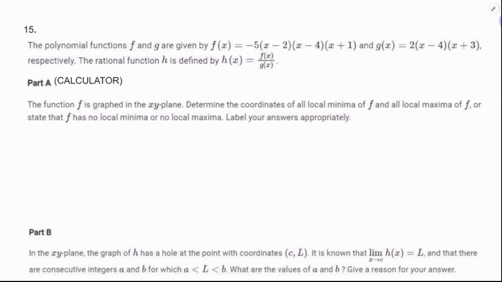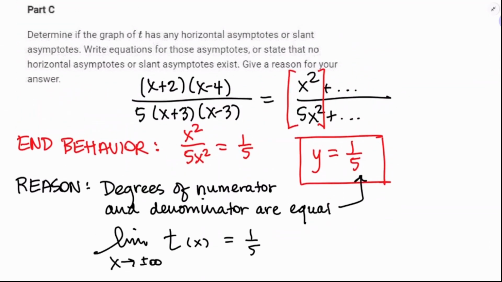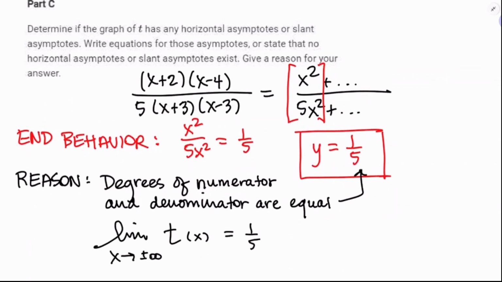All right, I forgot. Actually, we can go back. I've found we can look at the scoring guidelines in the personal progress checks, and what it says is a student response needs to include both of these criteria: y equals 1/5 is the horizontal asymptote, and no other horizontal asymptotes, and a reason that references the degrees of the polynomials in the numerator and denominator of t.